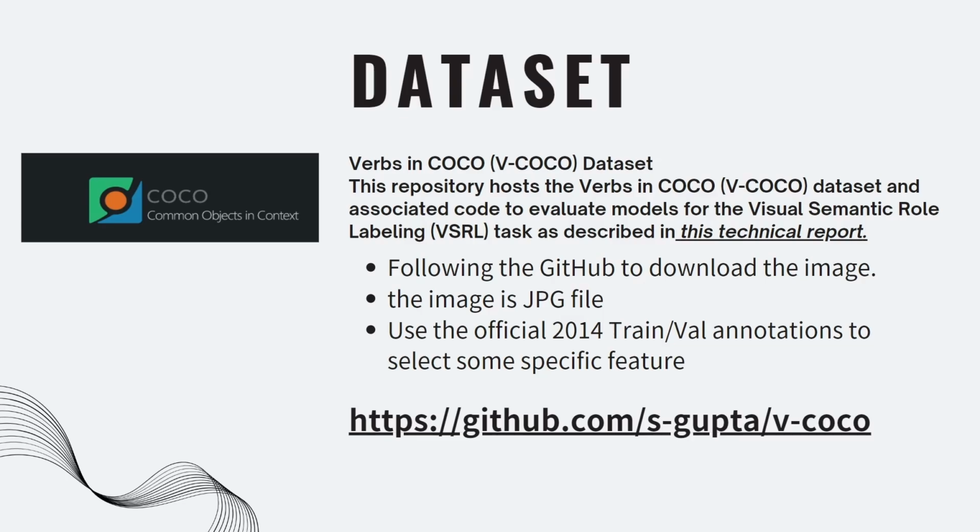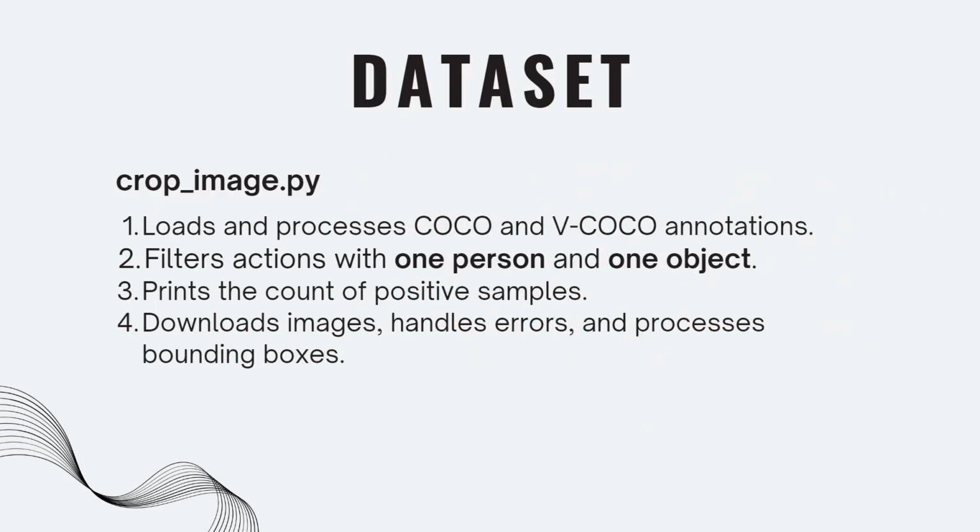We implement this idea in croppedimage.py. Here, we download the image and crop it into 4 pieces: agent, object, union, and intersection, using the given bounding box. Additionally, since the method in the paper only accepts one person and one object, we filter out some images here.